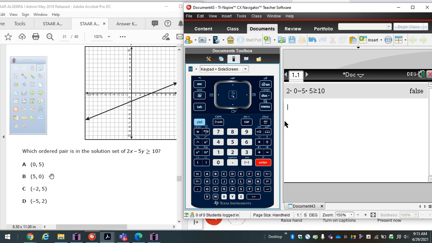The one I came up with the answer, this one, I'm going to do the same idea. And then go 2 times 5 minus 5 times my y value, 0. Copy this same symbol, is it that one? 10. Sure. So that's my answer.